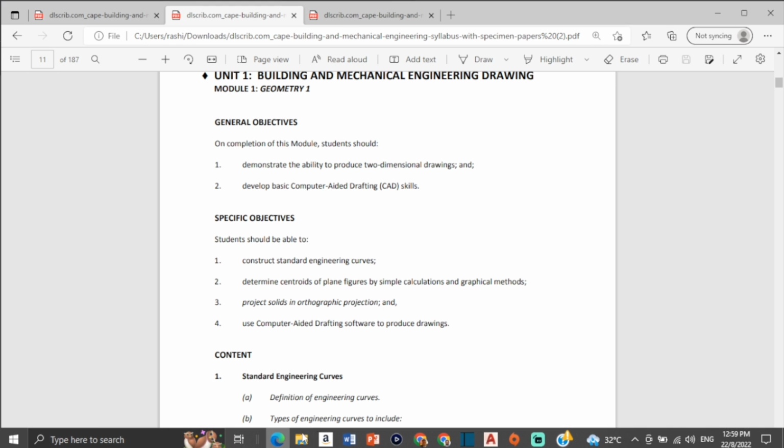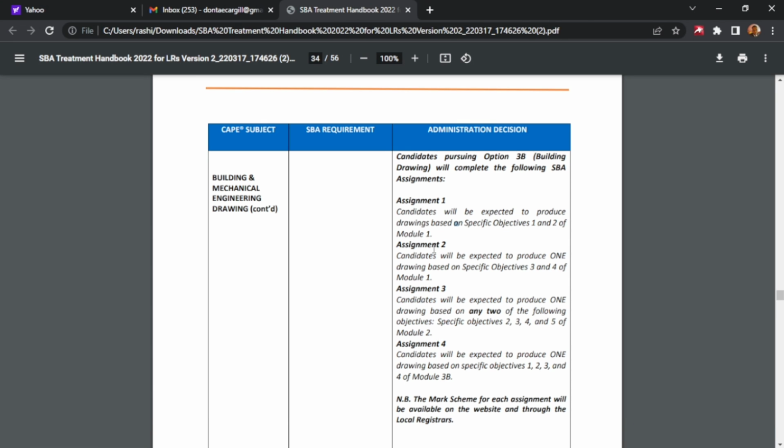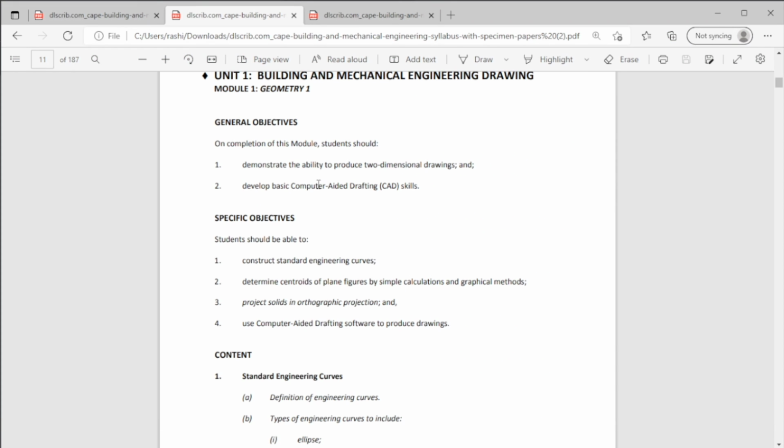So that's assignment 1. Now for assignment 2, it says candidates will be expected to produce one drawing based on specific objectives 3 and 4 of module 1. So what are specific objectives 3 and 4 of module 1? Here it says project solids in orthographic projection and use computer aided drafting software to produce drawings. So this is basically saying that you're going to do an orthographic drawing and you're going to do it in AutoCAD. Alright, so assignment 2 is going to be an orthographic drawing.